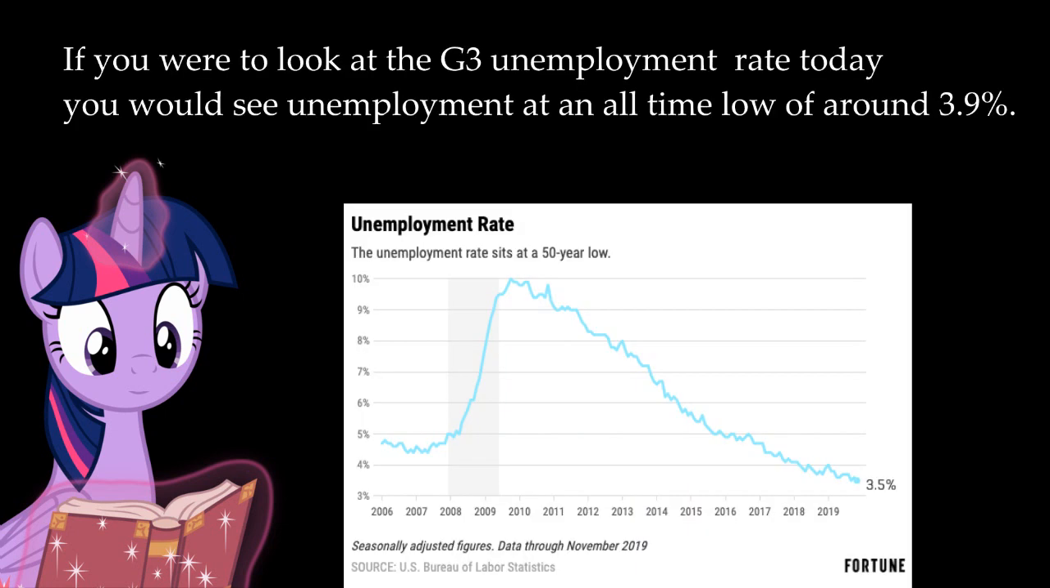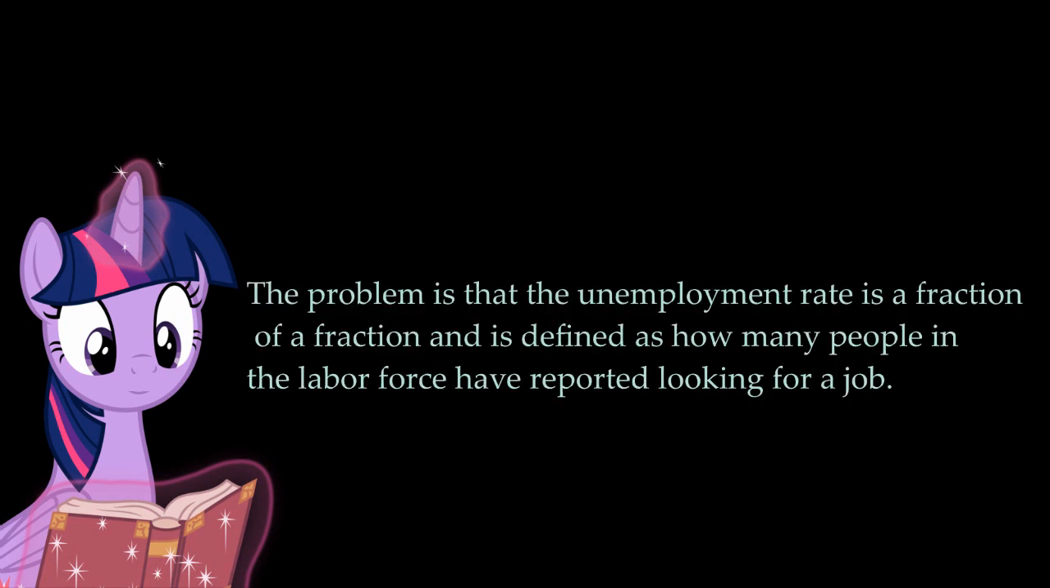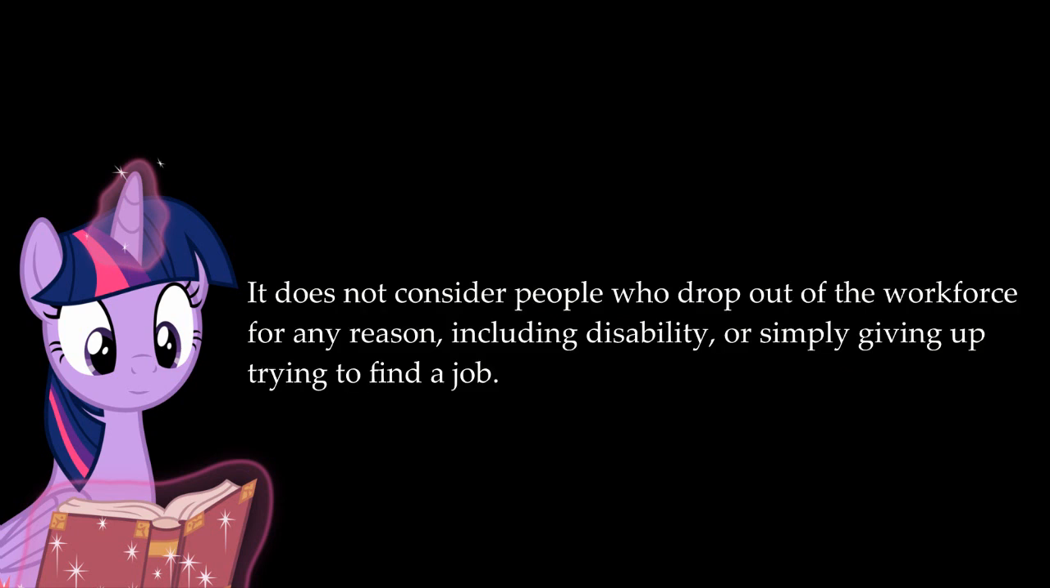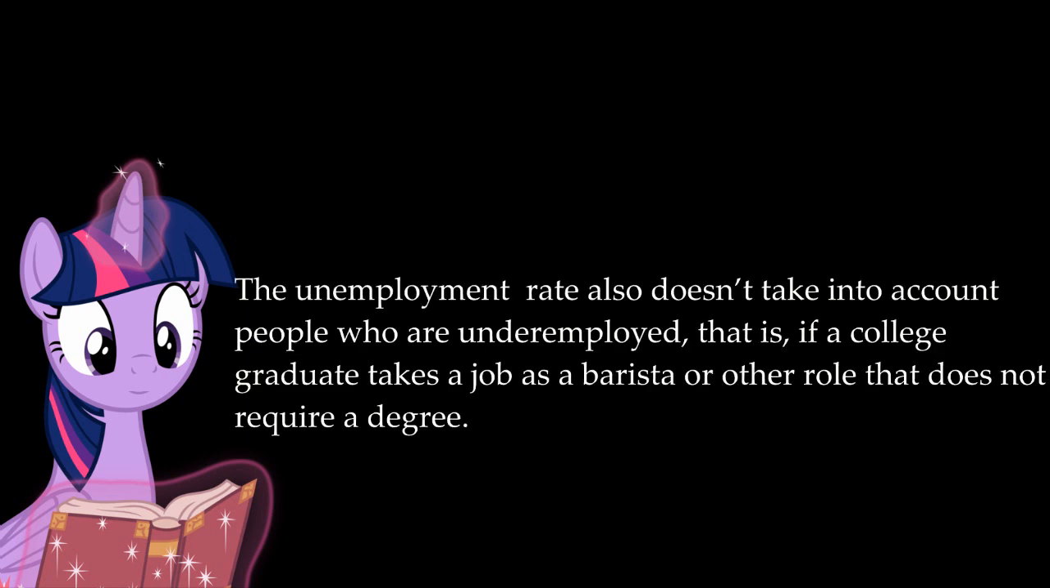If you were to look at the U3 unemployment rate today, you would see unemployment at an all-time low, around 3.9%. The problem is that the unemployment rate is a fraction of a fraction, and is defined as how many people in the labor force have reported looking for a job. It does not consider people who drop out of the workforce for any reason, including disability or simply giving up trying to find a job. The unemployment rate also doesn't take into account people who are underemployed.